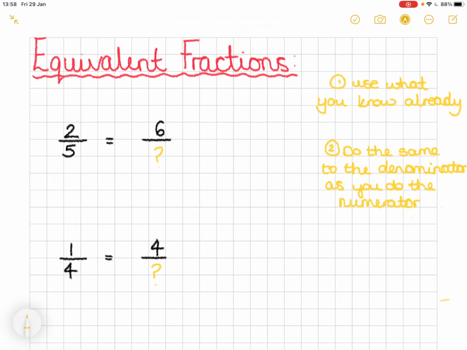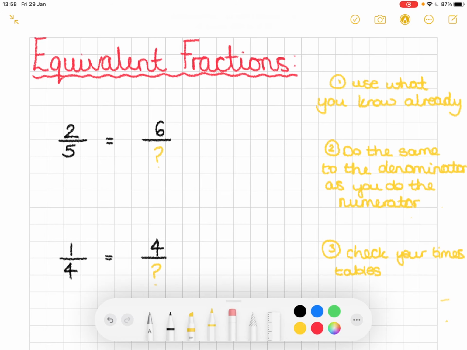And the third rule, okay, step to success, is I'm going to say check your times tables. So if you're not too confident with your times tables, if you need to have a bit of assurance or check them, that's absolutely fine. Just make sure you have your times table mat next to you, and you can use that to work out this missing information. So no matter what your times table knowledge is, you will be able to solve these problems by following these steps.